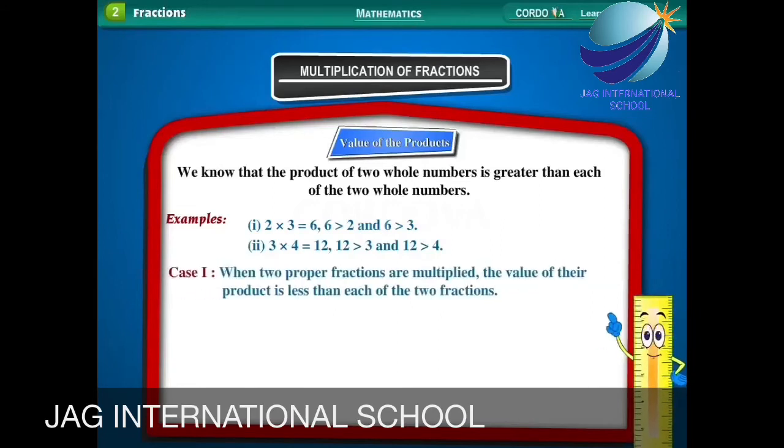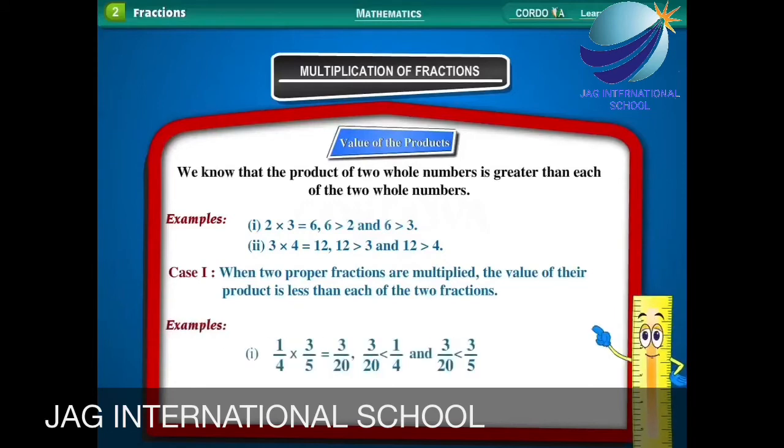Case 1. When two proper fractions are multiplied, the value of their product is less than each of the two fractions. Examples: 1/4 × 3/5 is equal to 3/20. 3/20 is less than 1/4 and 3/20 is less than 3/5. 2/3 × 4/5 is equal to 8/15. 8/15 is less than 2/3 and 8/15 is less than 4/5.